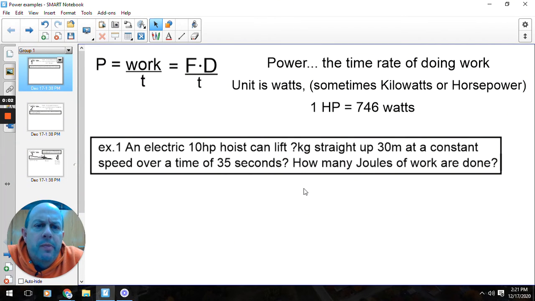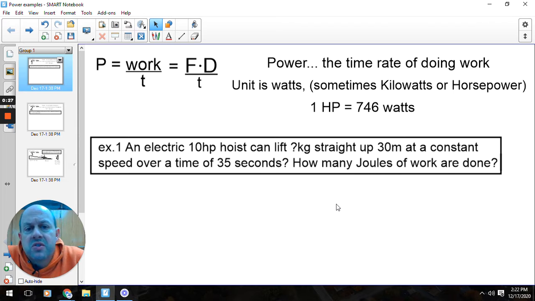Today we're going to talk a little bit about power. If work is equal to the force times the distance that the force is applied over, then power is going to be that amount of work that is done in a certain amount of time. So it's the rate of doing work, basically. Our unit is going to be the watt.